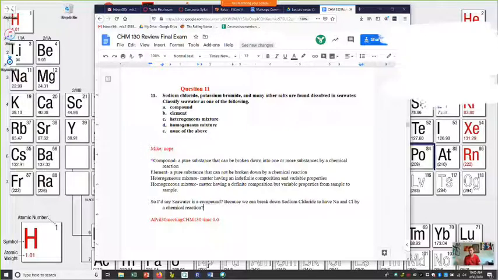And so, yeah, your definition of compound is that chemical reaction. So element, is it a single element? Well, you've already addressed sodium chloride as two elements, so element doesn't make any sense. A heterogeneous mixture, definite composition, variable properties. So that definition, while it may be true, isn't going to be particularly useful for you.